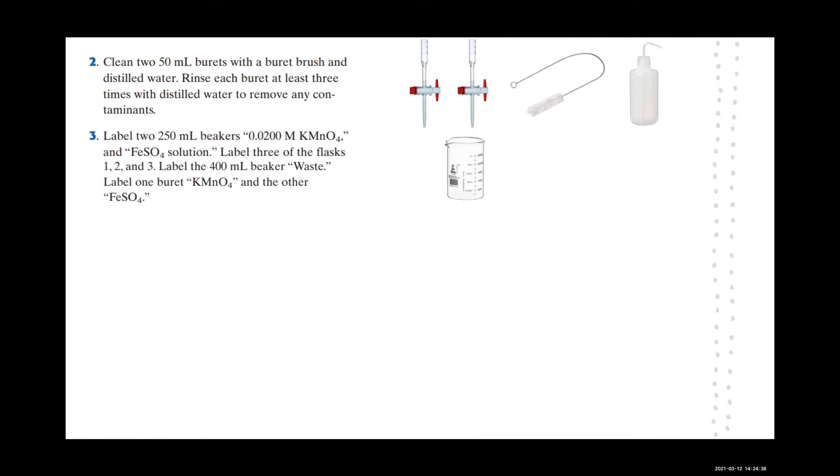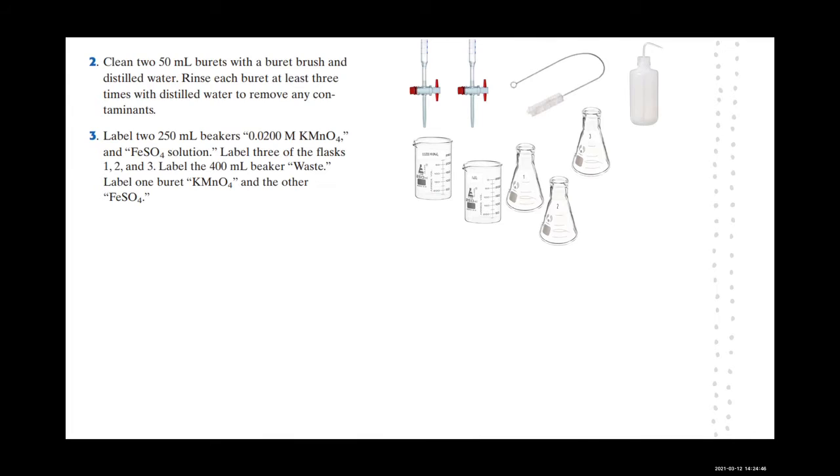Label 2 250 milliliter beakers, 0.02 molar potassium permanganate and iron 2 sulfate solution. Label 3 of the flasks, 1, 2, and 3, and label the 400 milliliter beaker waste. Label 1 burette potassium permanganate and the other iron 2 sulfate.